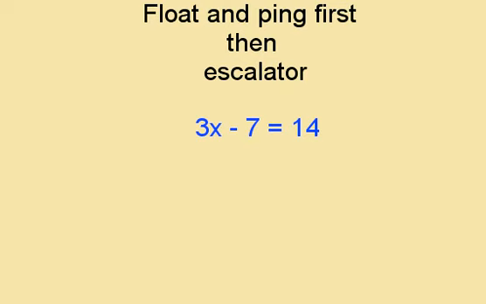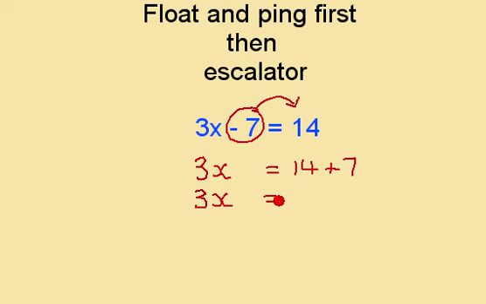So we start with float and ping. The floating ping bit is the -7. That floats over the equal sign and pings to +7. So I've got 3x equals 14 plus 7. And if I work that bit out, it gives me 21. That's the first stage complete.